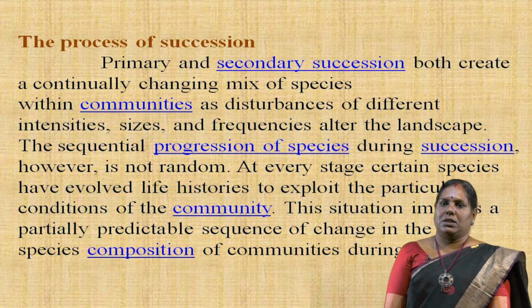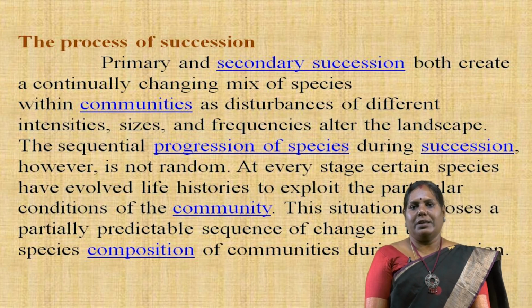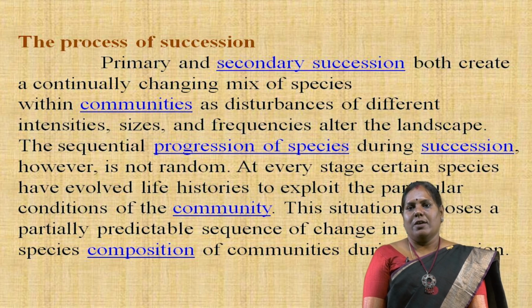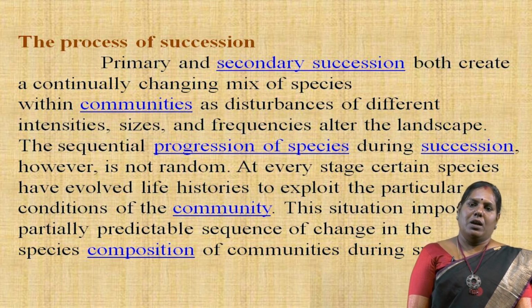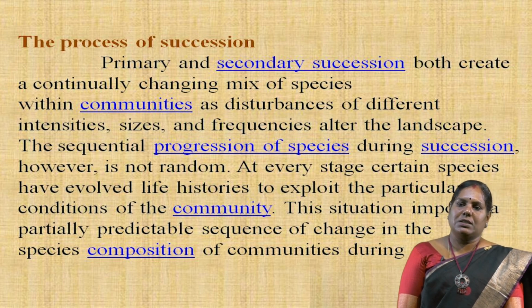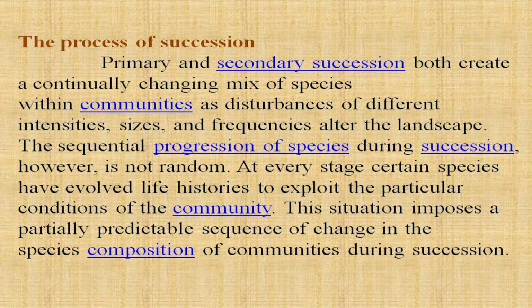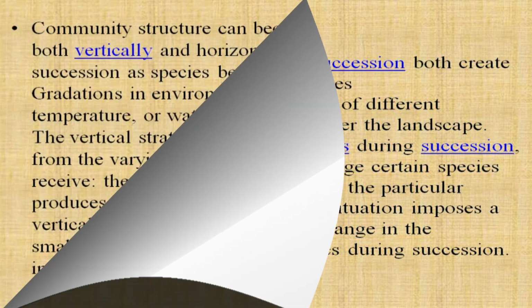The process of succession. Primary and secondary succession both create a continually changing mix of species within communities as disturbances of different intensities, sizes and frequencies alter the landscape. The sequential progression of species during succession, however, is not random. At every stage, certain species have evolved life histories to exploit the particular conditions of the community. This situation imposes a partially predictable sequence of change in the species composition of communities during the succession process.